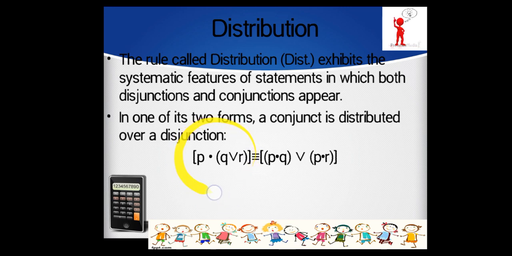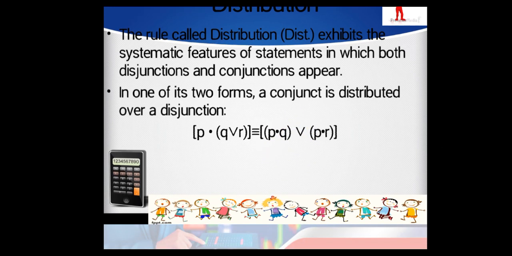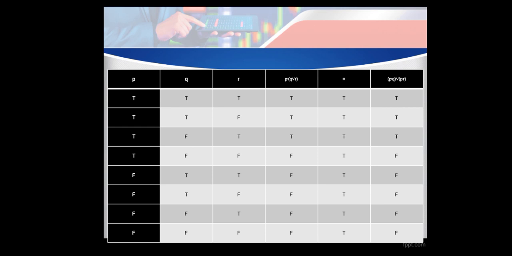So we have here the P and the quantity of Q or R is equivalent to P and Q or the quantity of P and R. So distribute. So for example, we have here P times Q is equals to P and Q. Then P times R is equals to P and R. So dito po ay or siya, or. So that is distribution. So we have here the truth table.